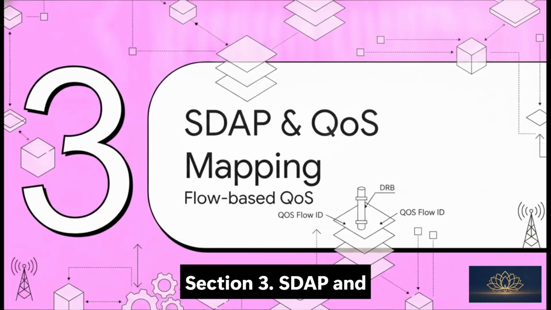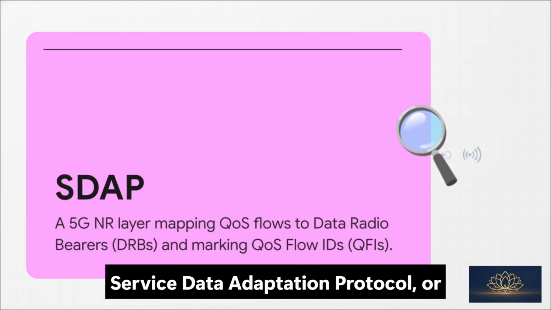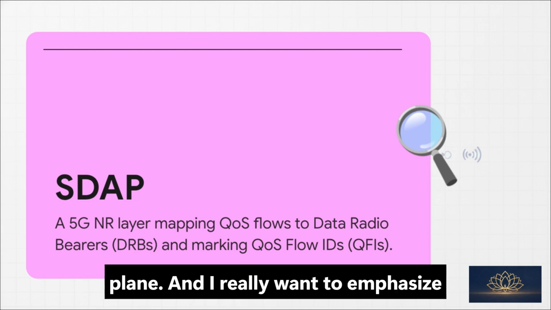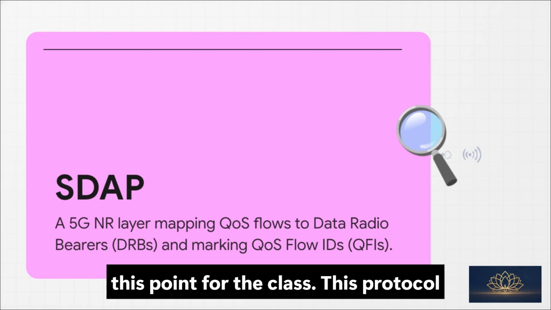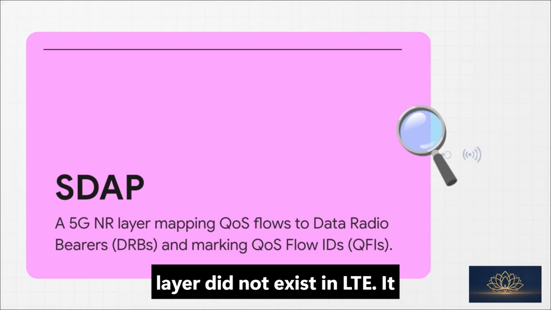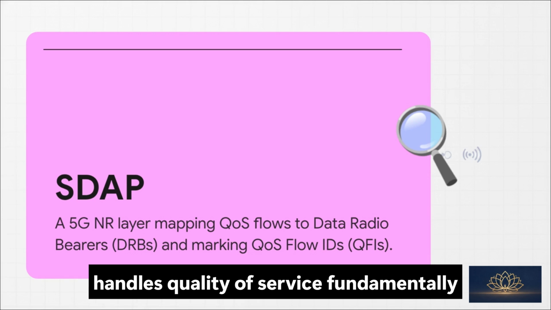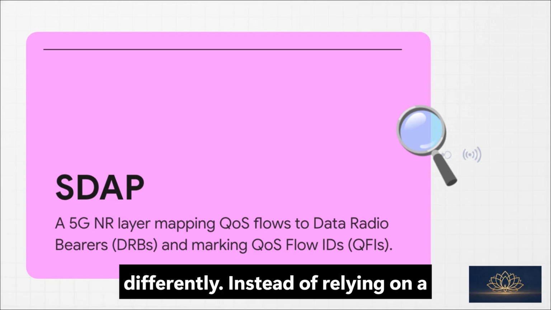Section 3, SDAP and QoS mapping. So the Service Data Adaptation Protocol, or SDAP, operates strictly in the user plane. And I really want to emphasize this point for the class. This protocol layer did not exist in LTE. It was introduced specifically because 5G handles quality of service fundamentally differently.